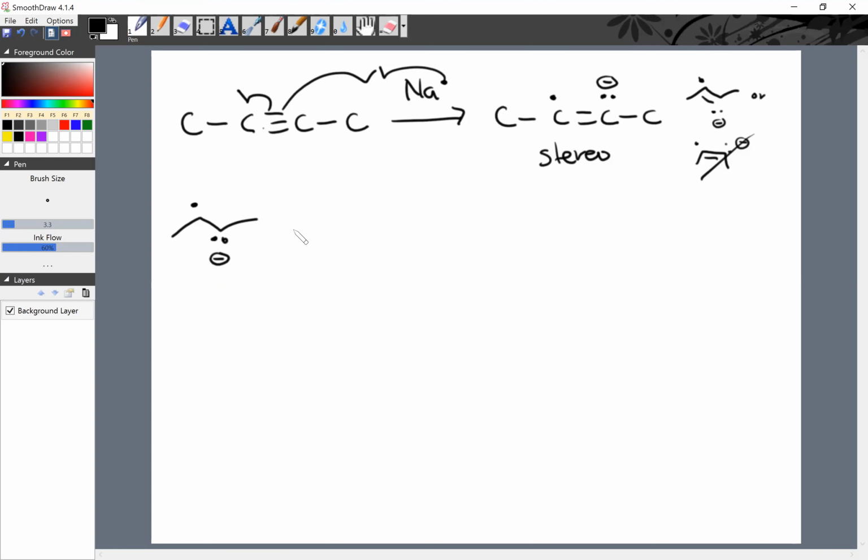Okay, so I just redrew it, and I'm going to react that with the ammonia. Whoops, there's a double bond right there. Okay, so there is the first step. I still have a radical.